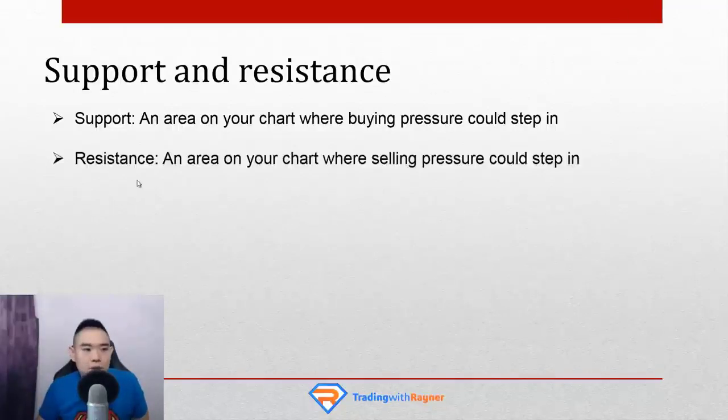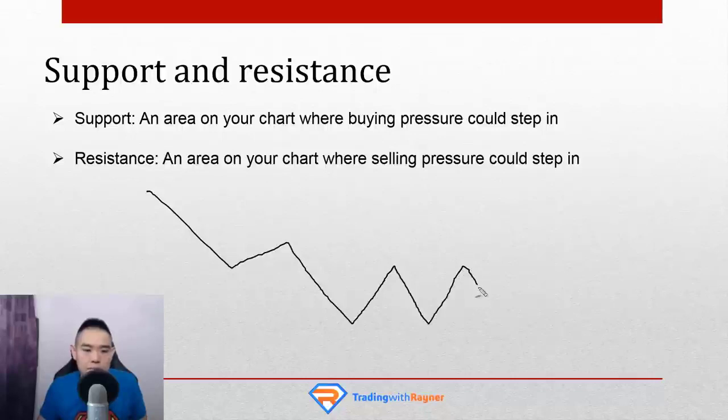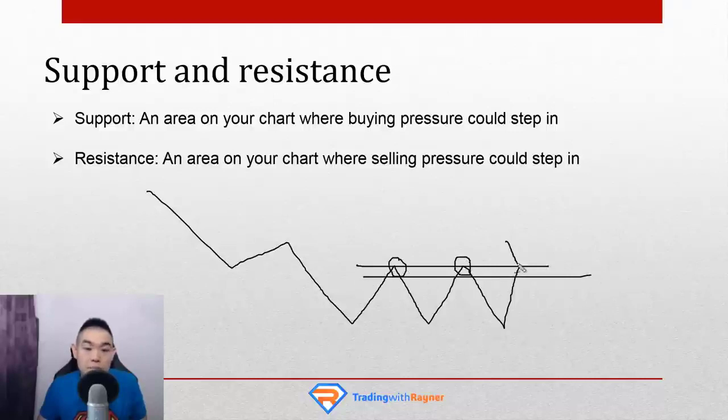On the other hand, we have something called resistance. This is an area on your chart where selling pressure could step in and push the price lower. So it looks something like this. Let's say price is in a downtrend, comes up, bounces, comes back down, goes up, comes back down, goes up. And we can draw this as an area of resistance. Price got rejected once, twice, and now maybe a third time over here. This is what we call an area of resistance. It is where potential selling pressure could come in and push the price lower. So this is the opposite of support.